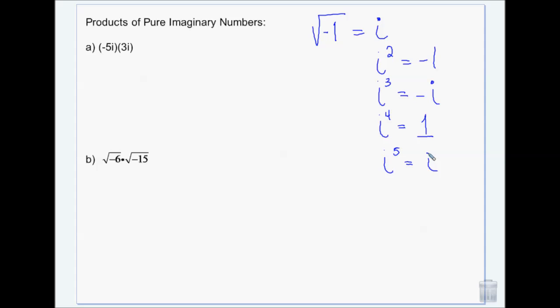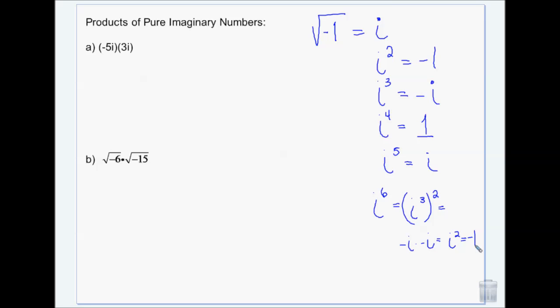So basically what I can do is, if I can find a multiple of these, and then I can square it, or cube it or whatever. So like i to the 6 is equal to i to the 3rd squared. i to the 3rd is negative i. Negative i times negative i is i squared, which is negative 1. It's just a power.